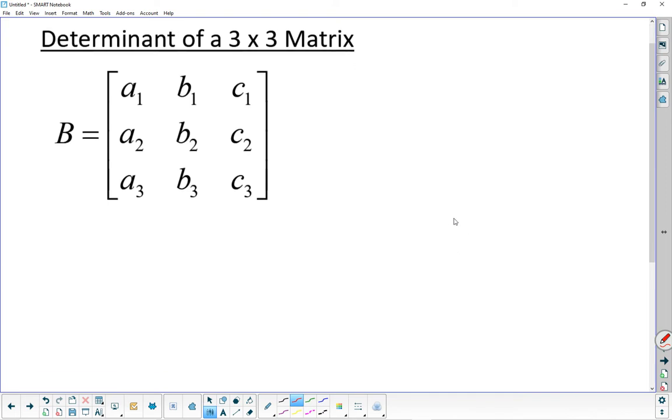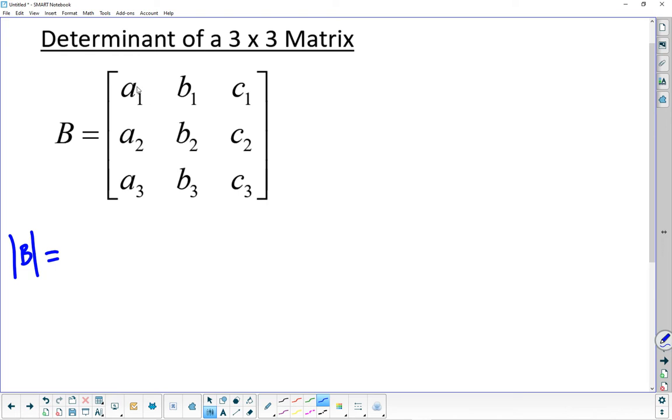So, the determinant of matrix B. Again, I can write it as the determinant of matrix B, or just for simplicity's sake, I can write the absolute value of B, which means the determinant of matrix B. This is another way to write it, to keep it a little more simple. This one's a little tougher.